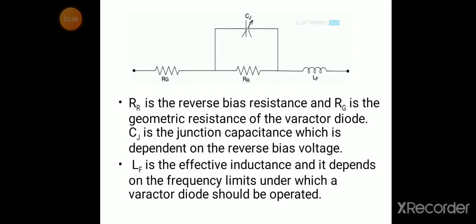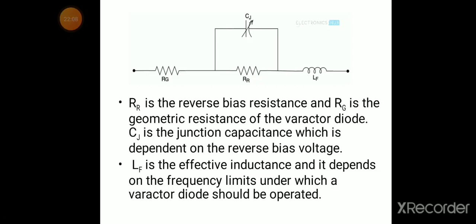RG is the reverse bias resistance and RG is the geometric resistance of the varactor diode. CJ is the junction capacitance, which is dependent on the reverse bias voltage. That's why it is indicated by an arrow variable symbol.